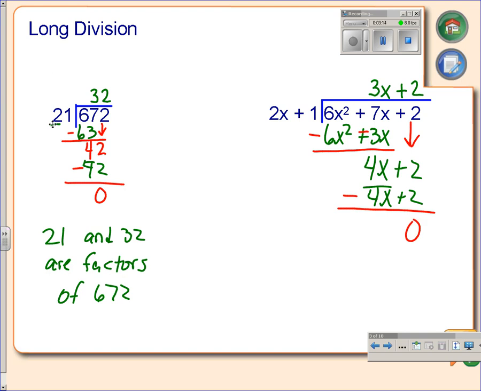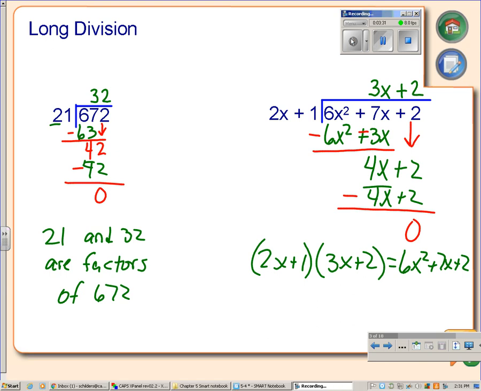What that tells us is 2x plus 1 and 3x plus 2 are factors of 6x squared plus 7x plus 2 because the remainder was 0. So that was the short version on how to do polynomial long division. If you would like to see more, you should watch the longer version.